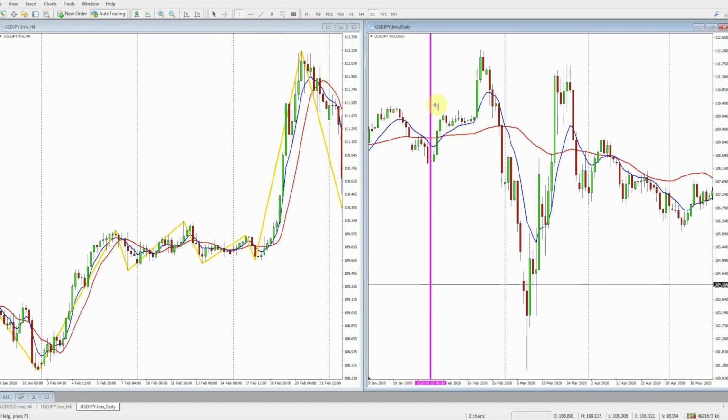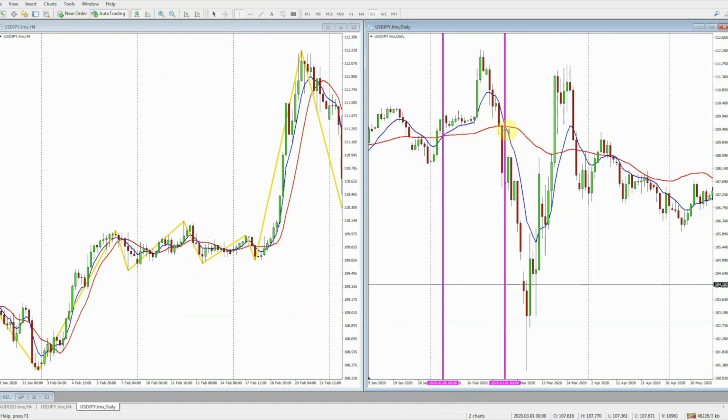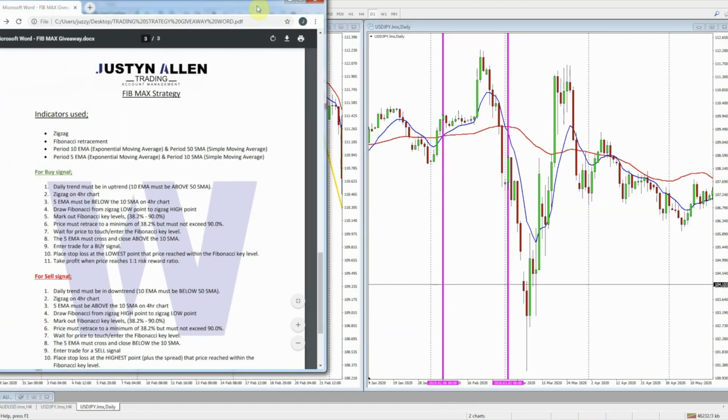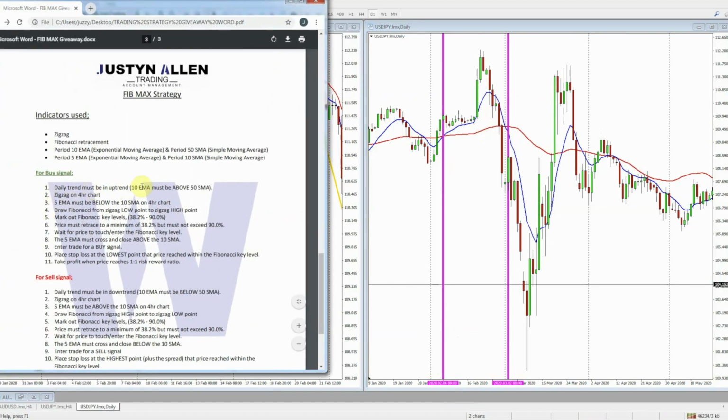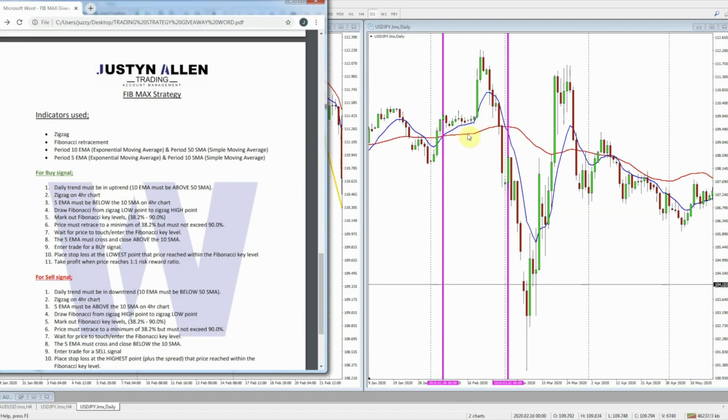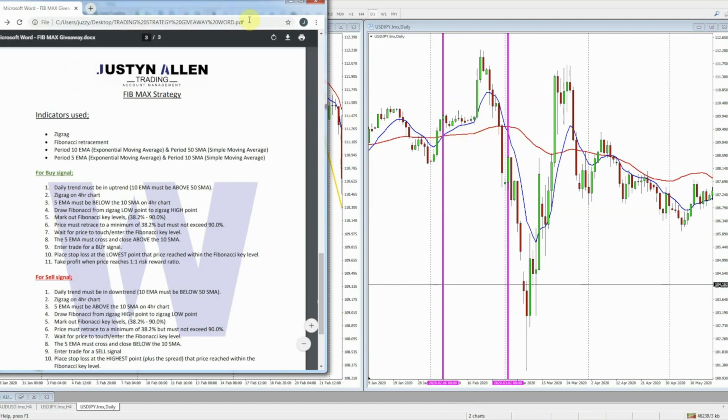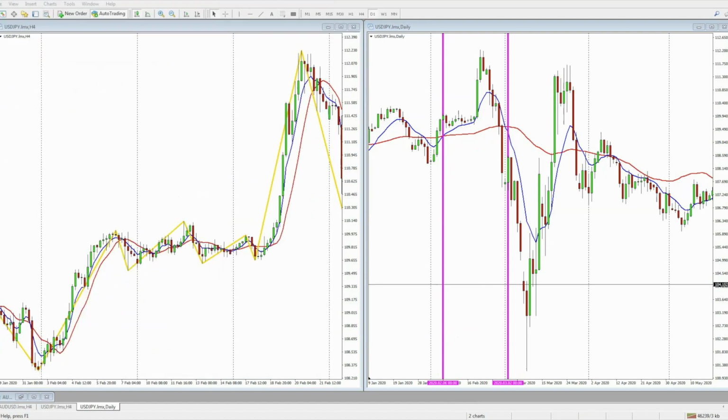So we'll mark out this level now, or this time when the crossover happens. So from this point, which is the 6th of February, until the 3rd of March, we'll say we're in an uptrend on the daily time frame and looking for a buy signal. The reason we're in an uptrend is because the 10 is above the 50, which you can see here. The 10 moving average is above the 50, so we're in an uptrend. That means we're looking for buy signals.